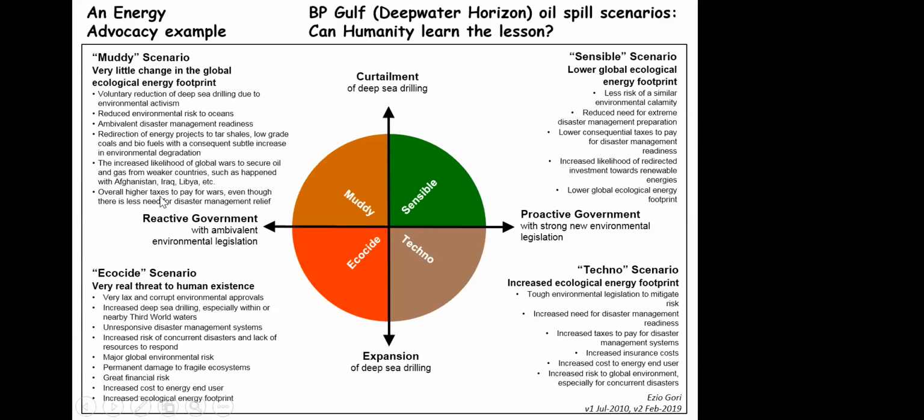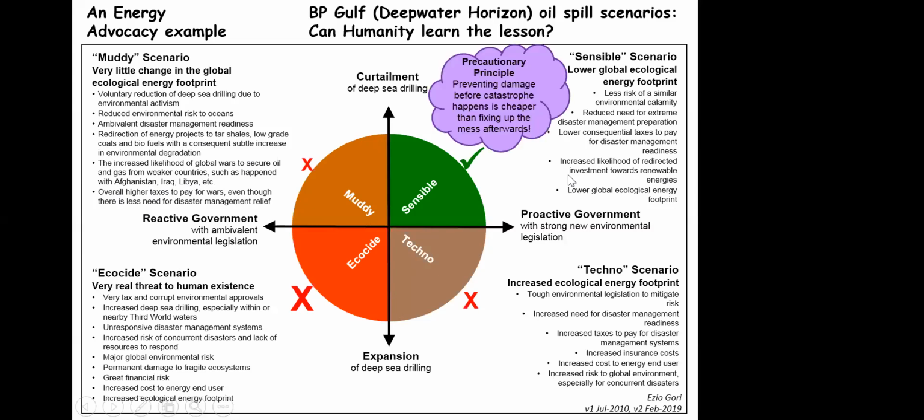So in this way, you start charting your way to say, let's move away from this muddy ecocidal techno response and move our policies towards a sensible environment, which is curtailment with strong government environmental policy. And lastly, think about the precautionary principle. This is not a defining statement, but it's just a statement that it's making. Preventing damage before catastrophe happens is much cheaper than fixing up the mess afterwards. So don't get in that situation in the first place.